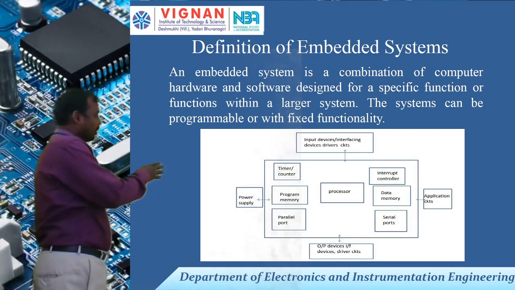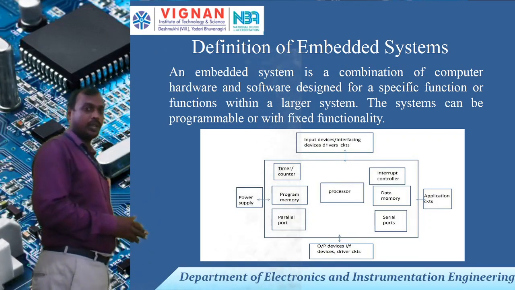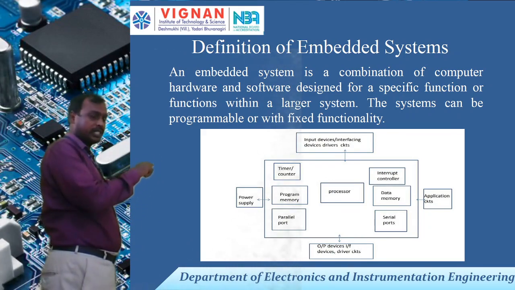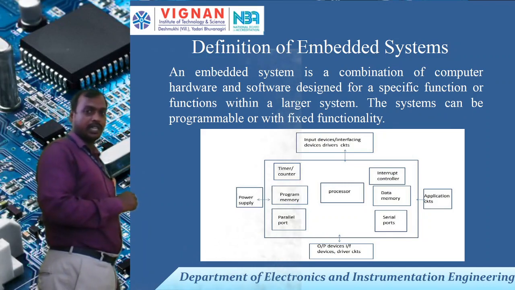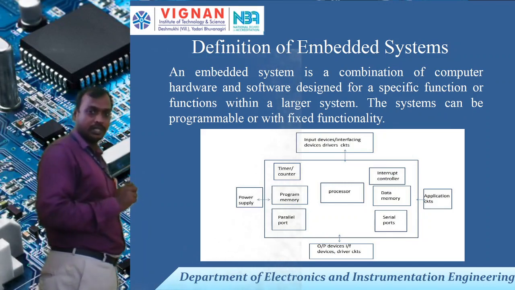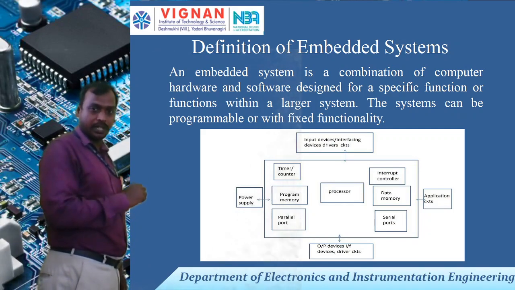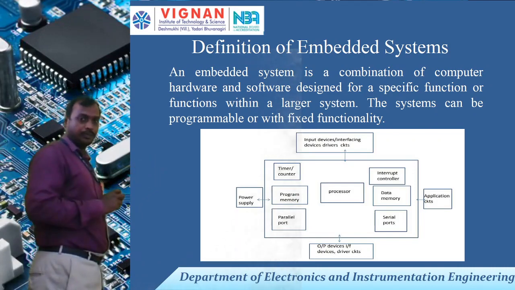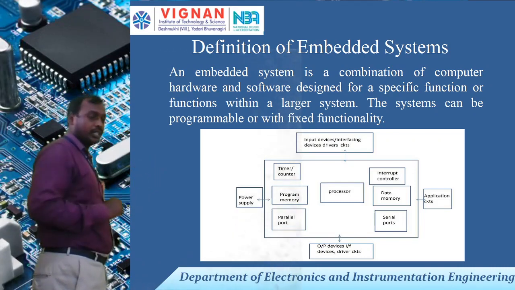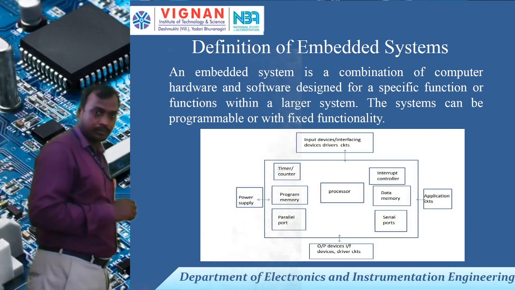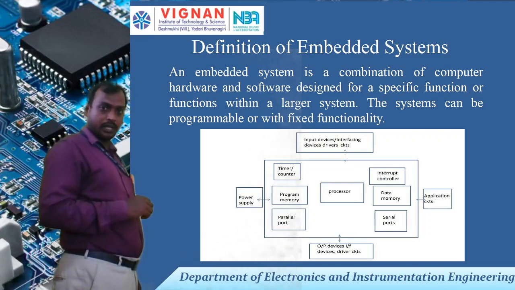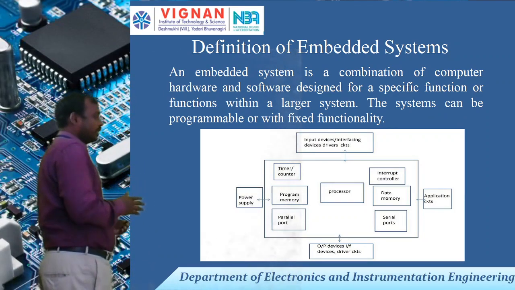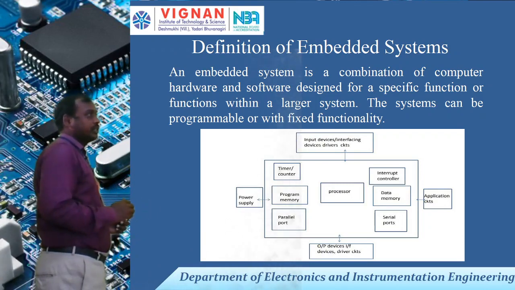Whenever you see the block diagram here, this is the embedded system block diagram. There are input variables and output variables. In the middle box are the processor, timers or counters, serial ports, parallel ports, programmable memory, and interrupt controller. Observe this diagram: output drivers are there, and input devices are there.